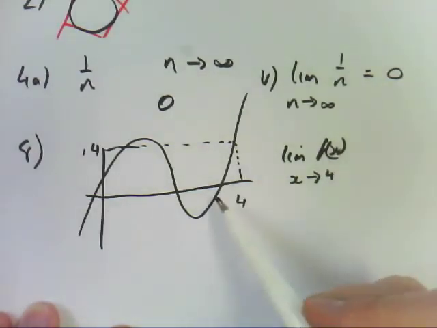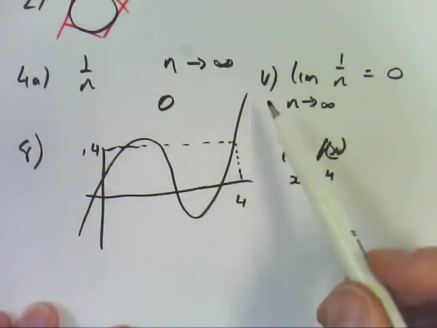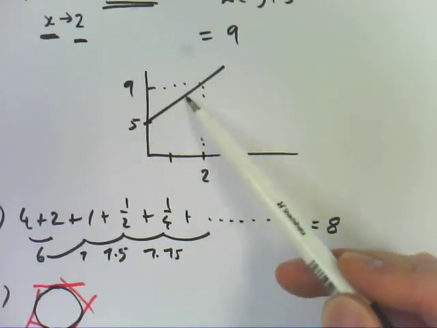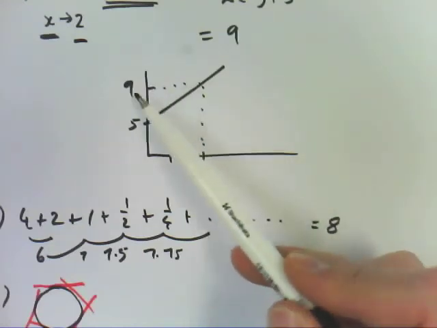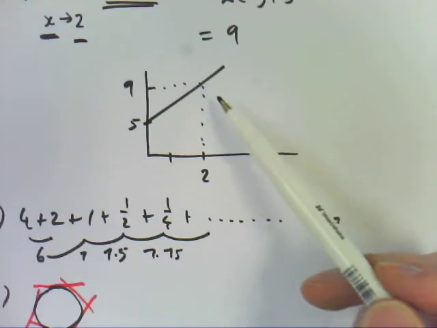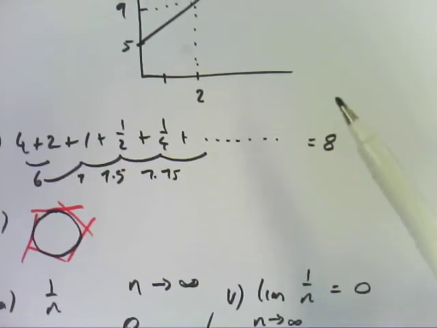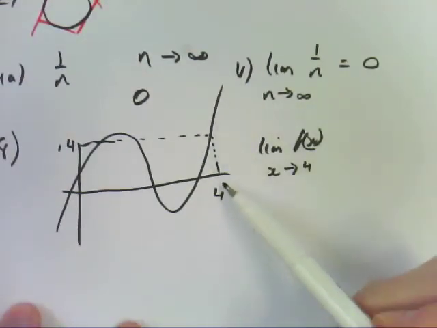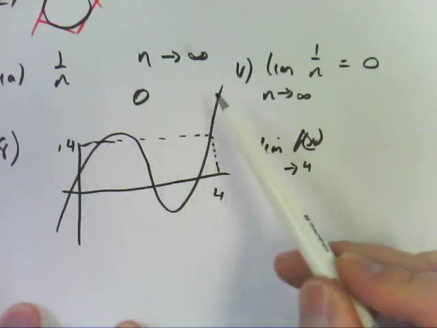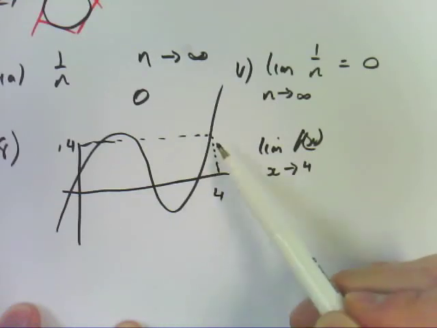14. It's 14 because that's what my y value is approaching, okay? So like we did with the linear one up here, if I come from the bottom up, I'm approaching 9 on the y-axis when I get towards 2. If I come from the top down, I'm approaching 9 on the y-axis as I approach 2. The same thing here. As I approach 4 on the x-axis along this line, I'm getting close to 14 on the y, whether I'm coming from the top or from the bottom.